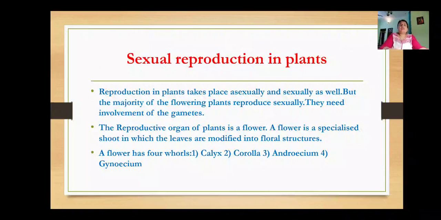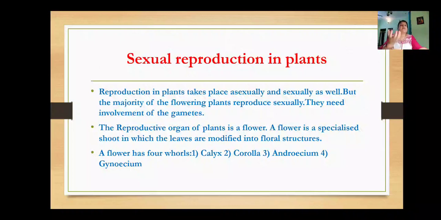The reproductive organ of plants is a flower. We know that the reproductive organ of a plant is a flower. Now, you are very familiar with the flower, no? So let me tell you how to define a flower. A flower is a specialized shoot.